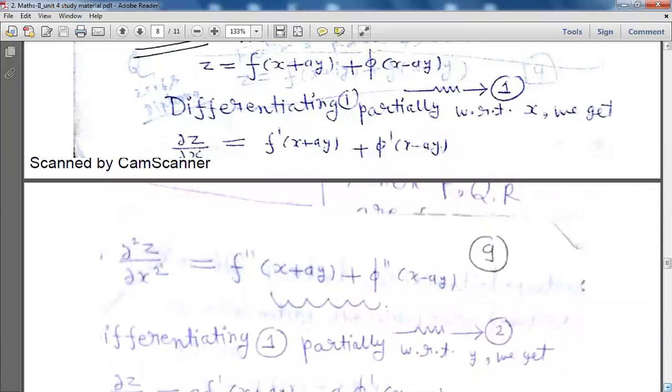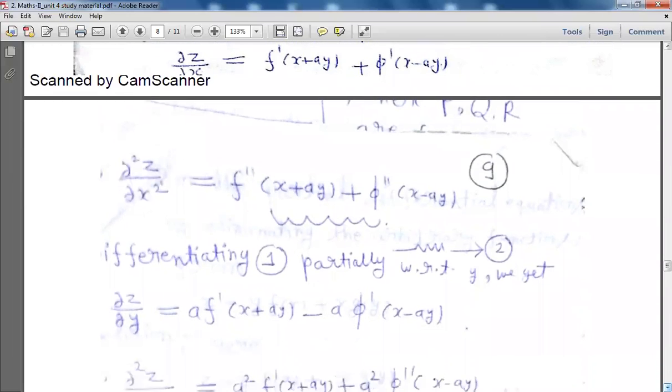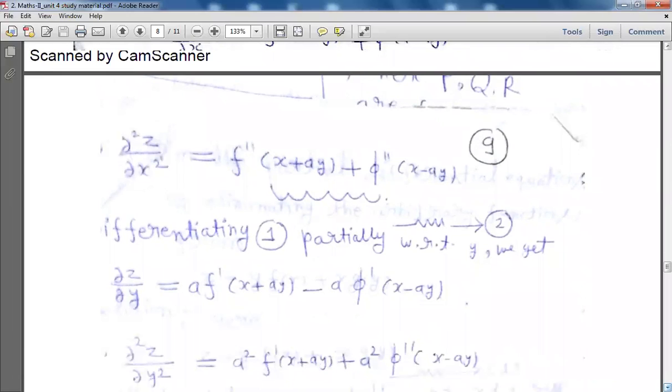Again differentiating, the result is del 2z by del x2 equal to f double dash of x plus ay plus phi double dash x minus ay. Differentiating 1 partially with respect to y, the result is a into f dash x plus ay minus a phi dash x minus ay, because this is the partial derivative of z with respect to y. So x is kept as constant and we do ordinary differentiation with respect to y.